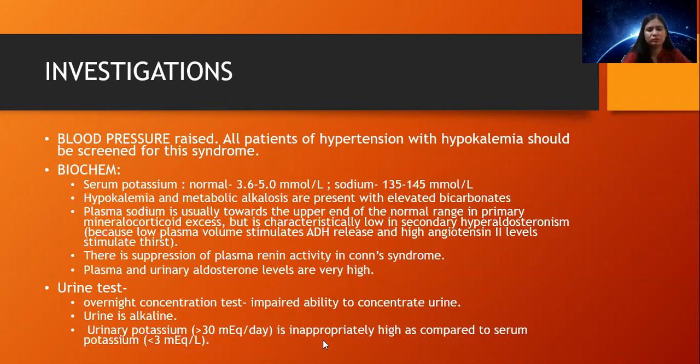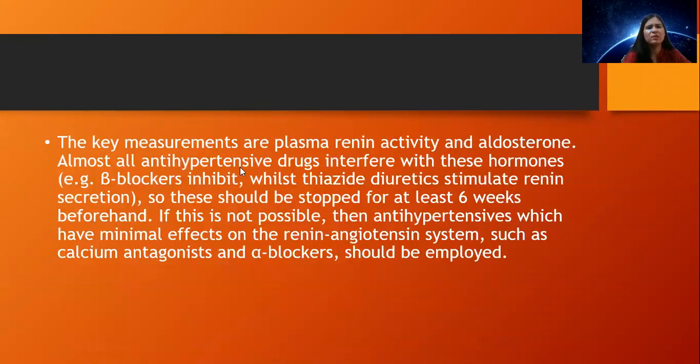So the urine is alkaline because of the impaired ability of kidneys to concentrate urine. And urinary potassium is high because the potassium ions are excreted in the urine, but the serum potassium is low. That is, potassium in blood is below 3.6. The key measurements are plasma renin activity and aldosterone.